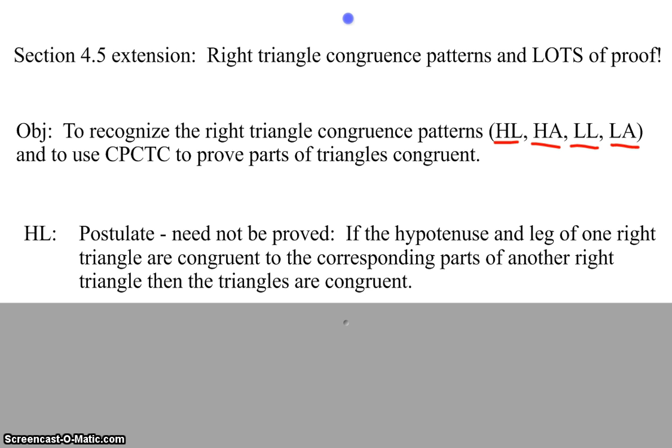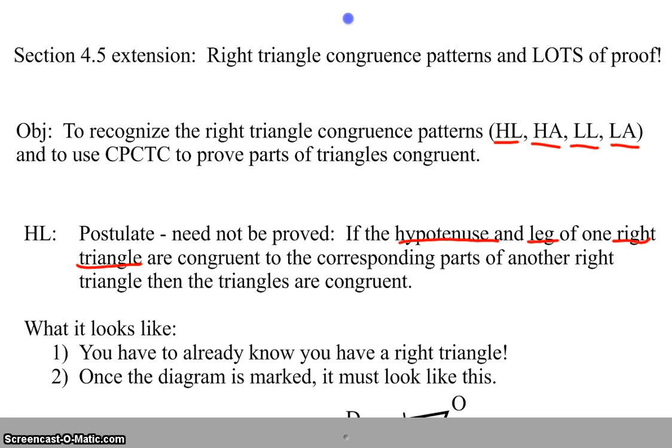Our first congruence pattern is HL. This one's hypotenuse leg, and it's a postulate, which means we don't need to prove it, we just need to be able to recognize it when we see it. It states that if the hypotenuse and leg of a right triangle are congruent to the corresponding parts of another right triangle, then the triangles are congruent. The key parts here are that you have to have a hypotenuse, which is the longest side of a triangle. You have to have a leg, which is one of the other 2 sides, and it must be a right triangle. You have to know that before anything else happens.